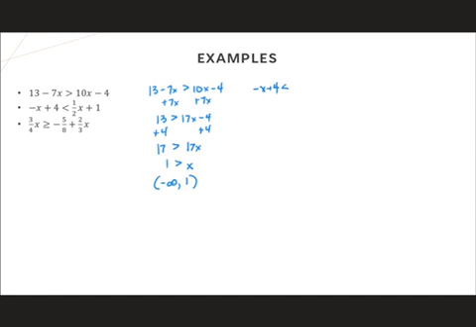Negative x plus 4 is less than 1/2 x plus 1. So let's just subtract half an x from each side. So negative 1 minus 1/2 is negative 3/2 x, is less than 1. Subtract 4 from each side. So negative 3/2 x is less than negative 3. Multiply both sides by 2 to cancel those out. So negative 3x is less than negative 6.